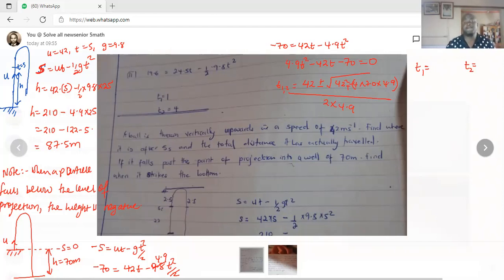I need to conclude on these answers because you might get a challenge of how to conclude which is the time they want. So in this last definition, there's a key point that whenever a particle goes below the level of projection, height is negative, and the height is that very height below which it travels.